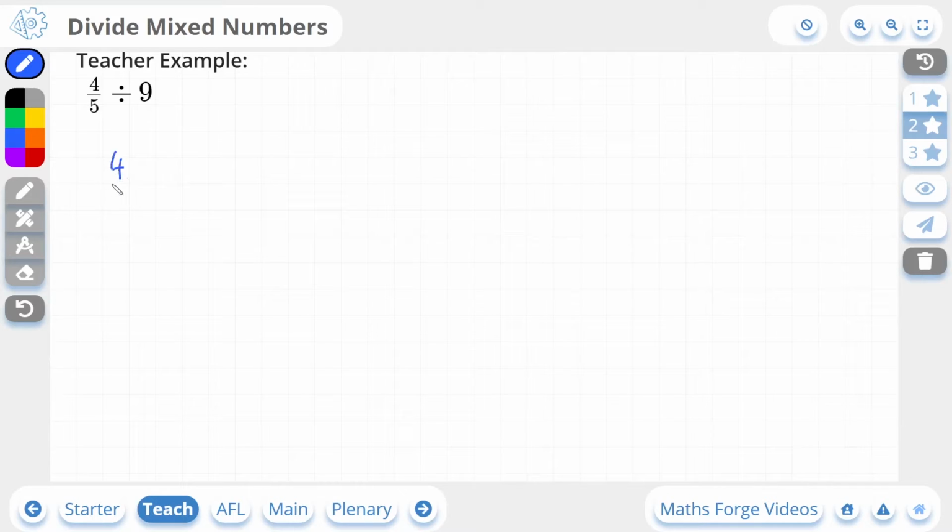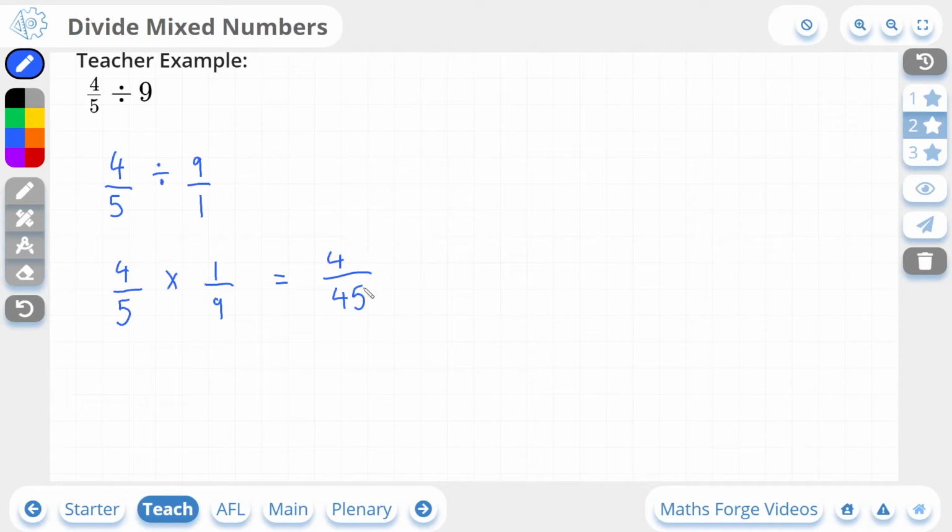So we have 4 over 5 divided by 9. I'm going to write divided by 9 over 1. I'm then going to keep the first fraction the same, change the division symbol to a multiplication symbol, and flip the second fraction around. So now we can carry out this calculation. 4 times 1 is 4, and 5 times 9 is 45.